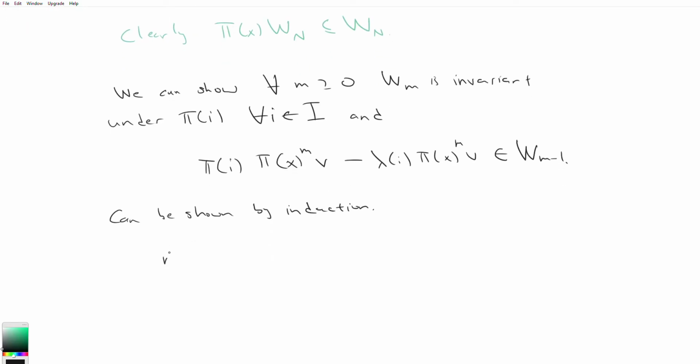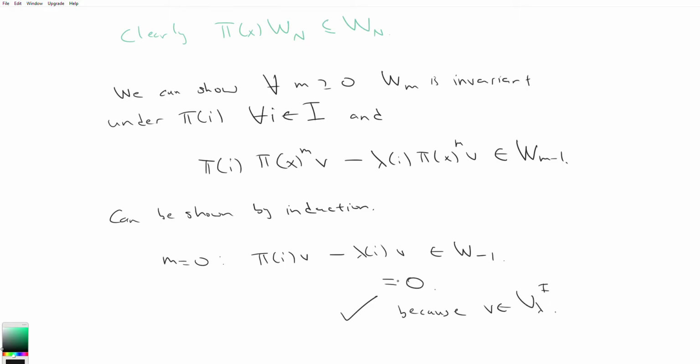So when m equals 0, which is our base case, it just becomes pi of I times pi of x to the 0, which is the identity. So pi of I acting on v minus lambda of I acting on v should be an element of W_{-1}. And so this guy should equal 0. But clearly it's equal to 0 because v is an element of V_lambda of I, right? That's how we chose v. So the statement is true when m equals 0, and now we want to show it in the general case.